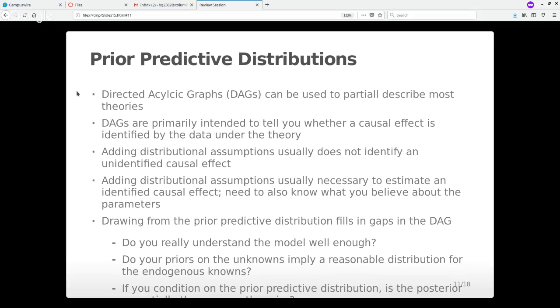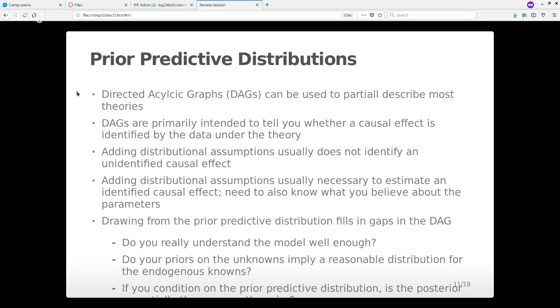And in order to do that, you're going to need to enrich your theory to say, what do you believe about the parameters before you see the data? And what are the distributions we need to plug in for the parts of this theory that involve unknowns? And then how can we update those with data? But I think drawing from the prior predictive distribution sort of fills in the gaps of a directed acyclic graph. It tells the story of how you think the data came to be under your theory, but it adds in some details that are abstracted over if you just look at a directed acyclic graph.